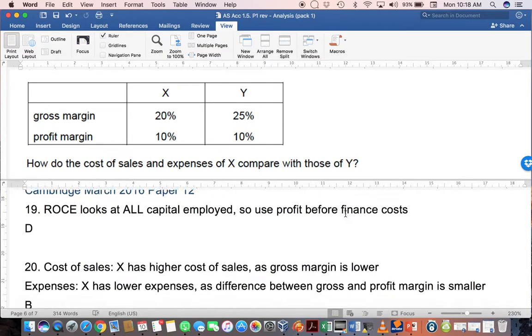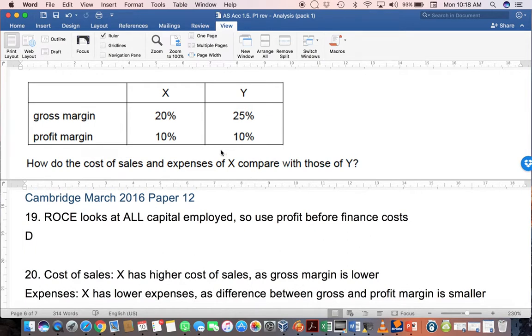So firstly, we'll look at the cost of sales. If you look at the gross margin, which includes the cost of sales, you can see that X's gross margin is lower than the gross margin of Y, and therefore the cost of sales of X must have been higher than that of Y. Expenses would be the difference between your gross margin and your profit margin. If you look at the difference for X compared to the difference for Y, you can immediately see that the difference for X is lower than that of Y, and therefore X has lower expenses.